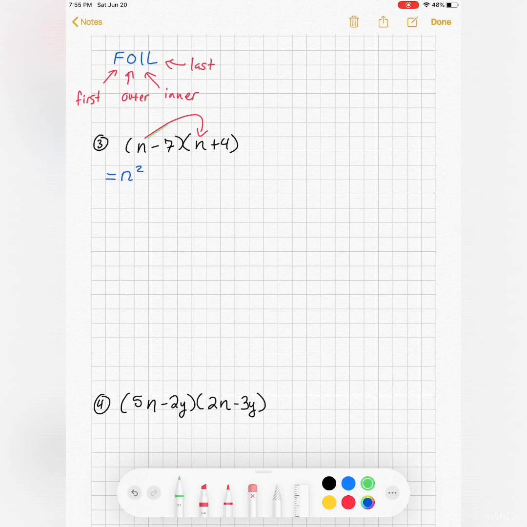Then the outer. Okay, so that's 4n. The inner, minus 7n. And then finally, the last. So minus 28. n squared minus 3n minus 28.